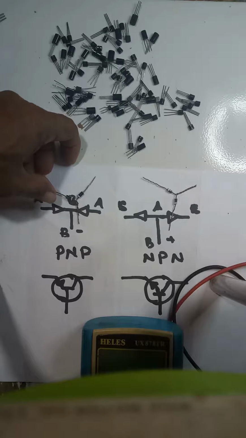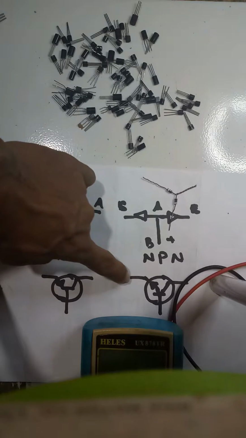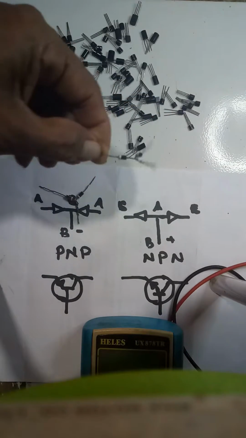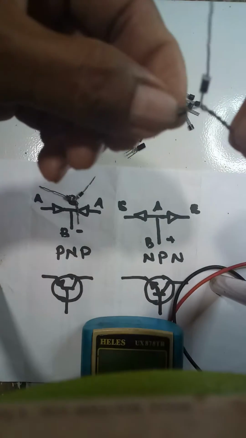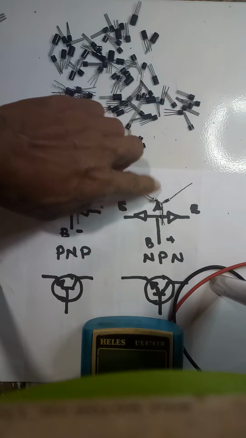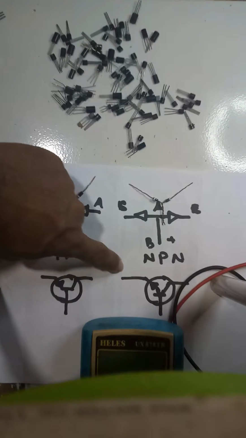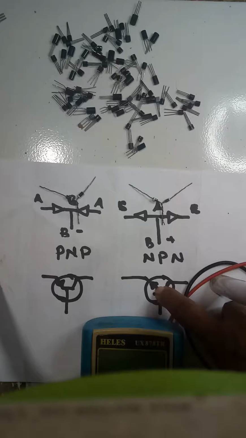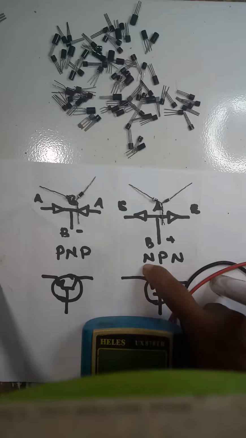And NPN, with its symbol like this. The negative leads combine together to form one transistor, just like this. As for the symbol, the arrow never points in, so the arrow is always pointing out. You can remember this: never point in.